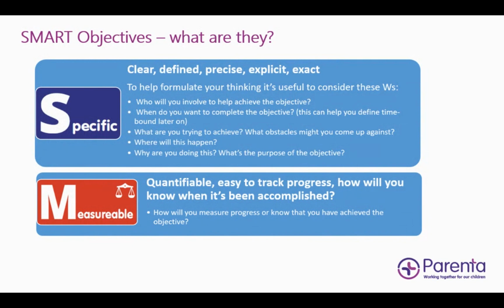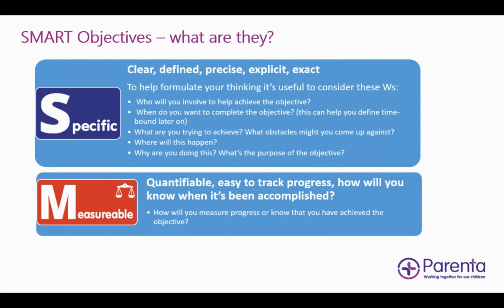When do you want to complete the objective by? This can help you in the later section when you're looking at time bound, but also, if it's a larger project, you might need to break it down into steps, and you might need to have milestones that ensure you can track how you're progressing through the objective. What are you trying to achieve?